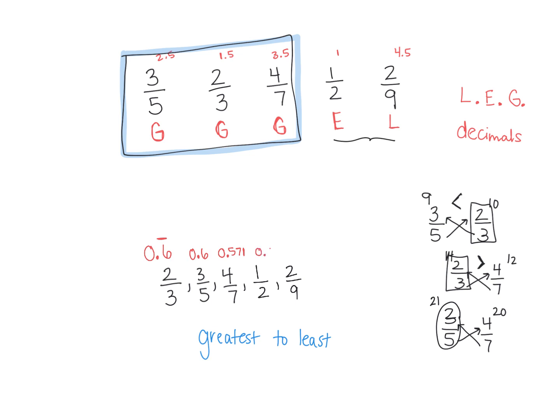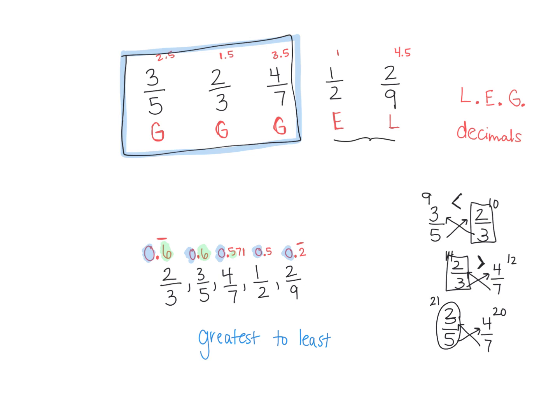1/2 is 0.5, or 0 and 5/10, when I divide. And finally, 2 divided by 9 gives me 0 and 2/10, and that 2 continues to repeat. Now to compare them, I look at my largest place value, which is the ones place. They all have zeros. I'm then going to move to my tens place. I have a 6 and a 6.